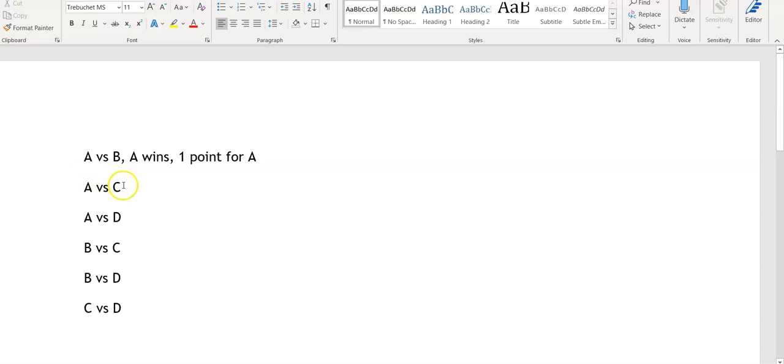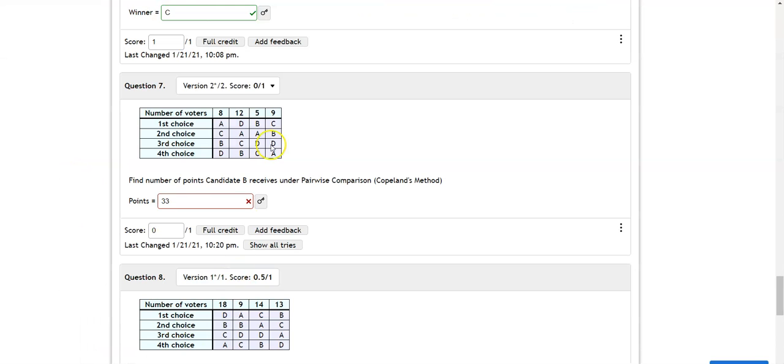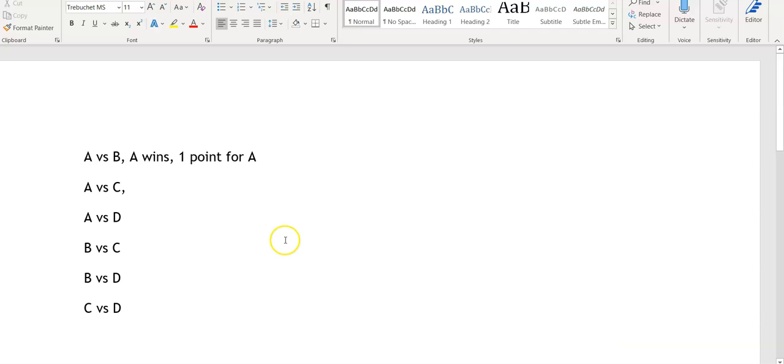All right, now let's go to A versus C. So going back here, A wins these 8. It also wins these 12 over C, so that's 20 already. A wins that head-to-head. So going back here, A wins again. That's 1 point for A.